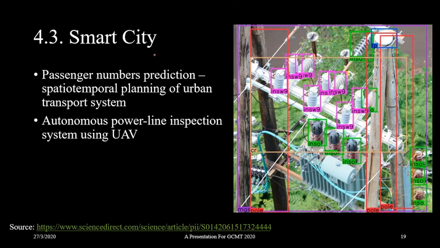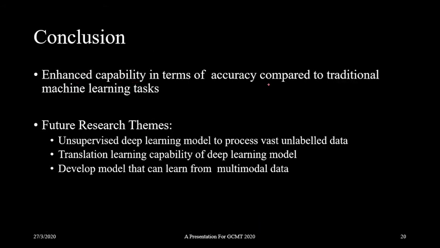And lastly, it also helps in smart cities, as it is able to better predict passenger numbers. Also currently in research is power line inspection. As you can see in this photo, a lot of bounding boxes very accurately label all the components. So if one component has an issue, the algorithm will also be able to detect it. So, in conclusion, the accuracy has improved.